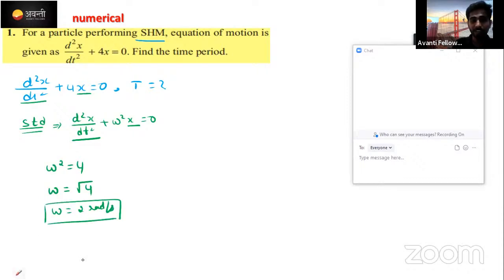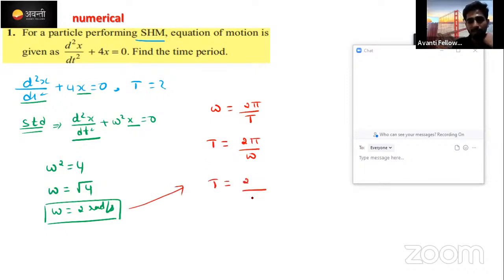We need to calculate the value of time period. What is the equation for time period? We know omega is equal to 2 pi by time period. Bring time period to the left hand side. Time period is equal to 2 pi by omega. Correct now? Substitute this omega value. Then time period will become t is equal to 2 pi divided by 2 radian per second. 2 cancels. Then t value will be equal to pi second. Clear?